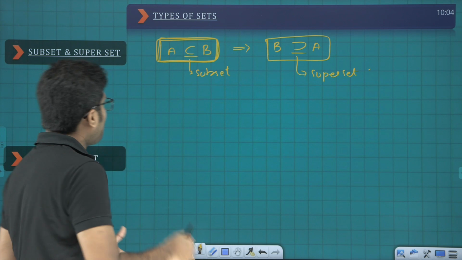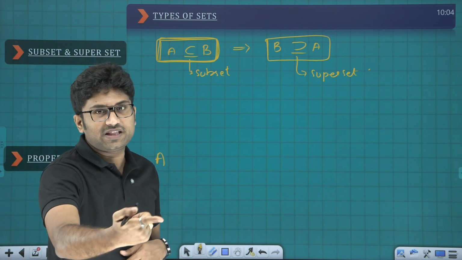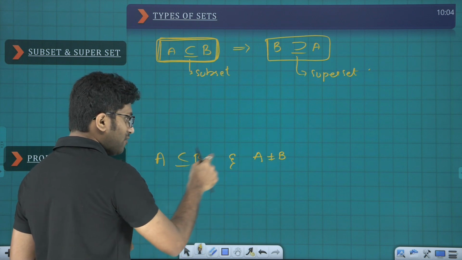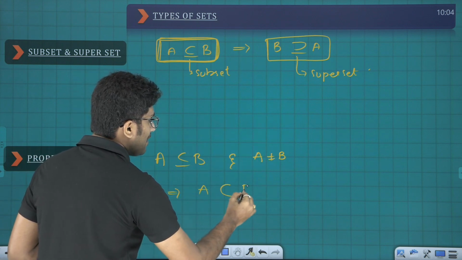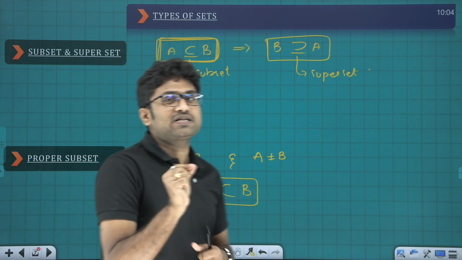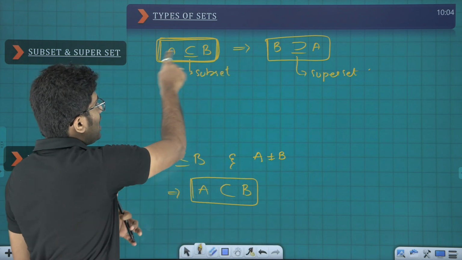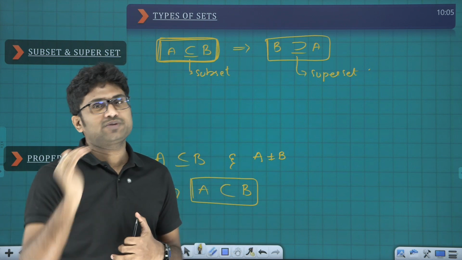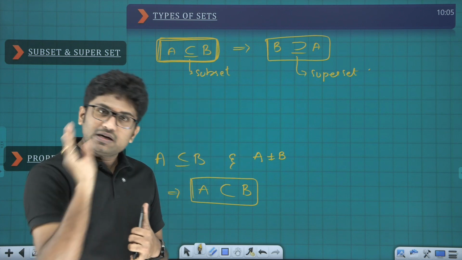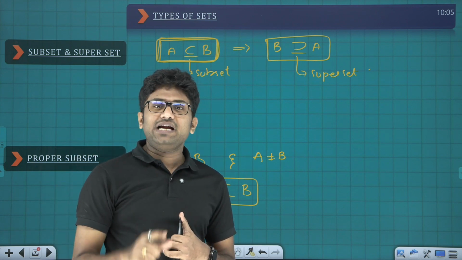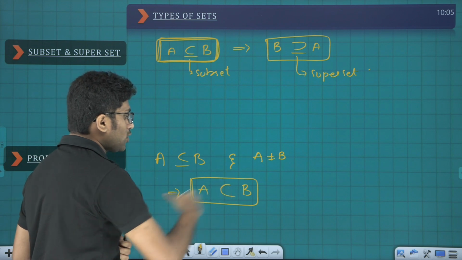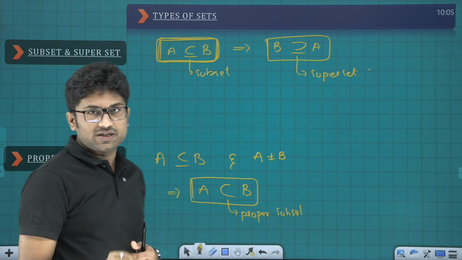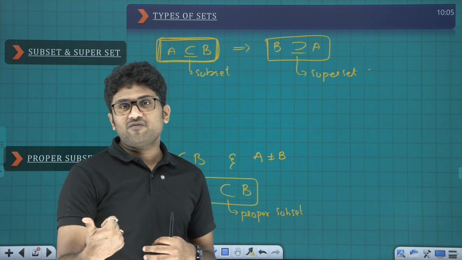Next, proper subset. Proper subset means all the elements of A should also be the elements of B. That means A is a subset of B, and if A is not equal to B, then we call A a proper subset of B. Clear, friends? Are you getting me? See, A is a subset of B means all the elements of A are the elements of B. That's it. If A is a subset of B, then B is a superset of A. Coming to proper subset, A should be a subset of B, and if A is not equal to B, then we say A is a proper subset. This is how we denote proper subset. So if A is a proper subset of B, that means A is a subset of B and A shouldn't be equal to B.